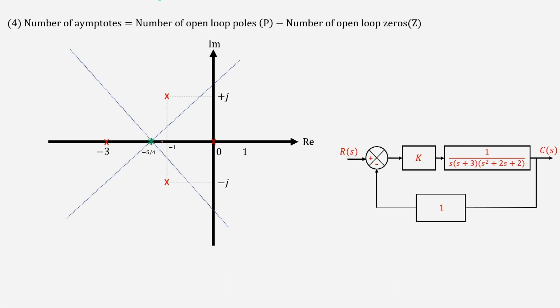So, you see these are the lines. This is your plus 45 degree, this is your minus 45 degree, and then this is your plus 135 degree, and this is your minus 135 degree. Okay. So, these are the asymptote angles.